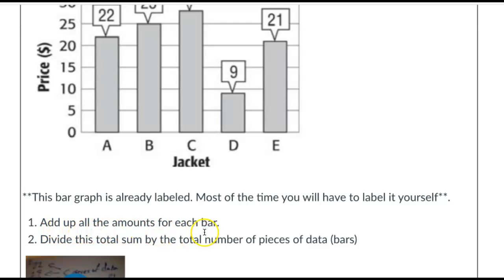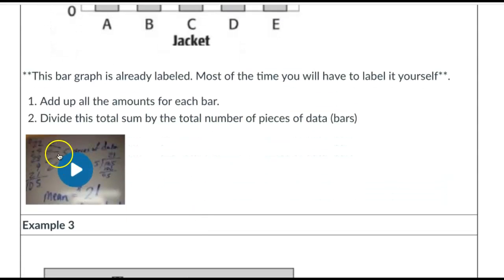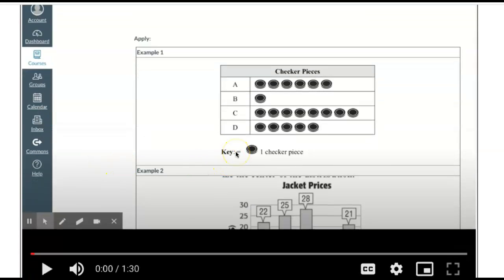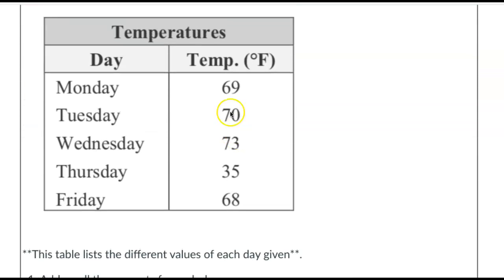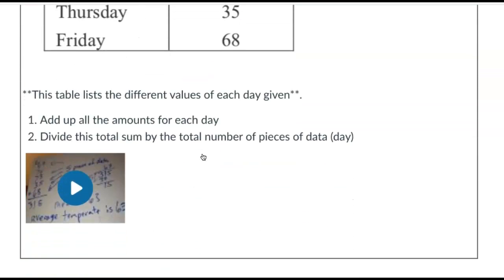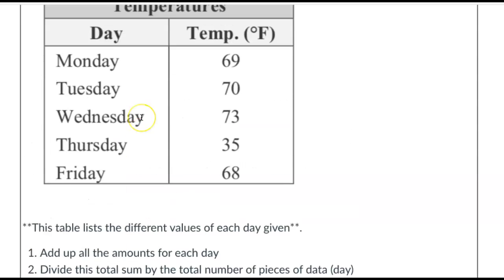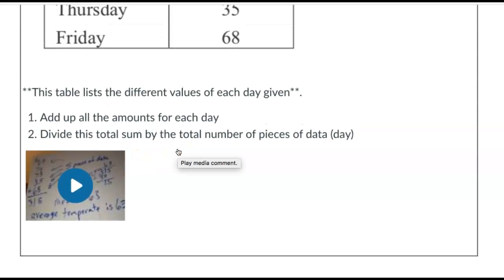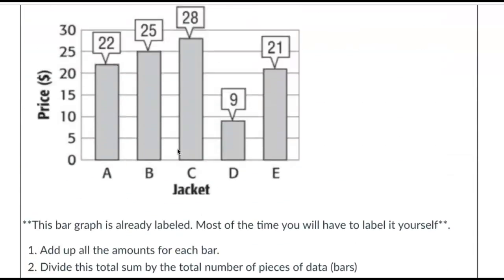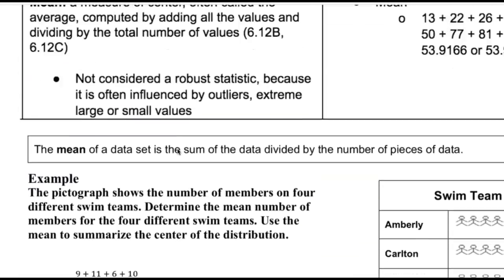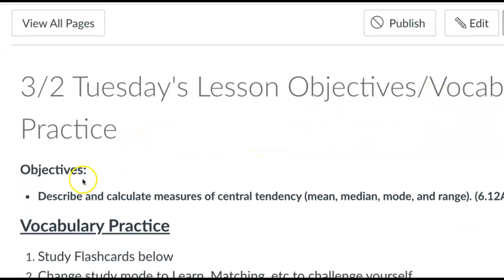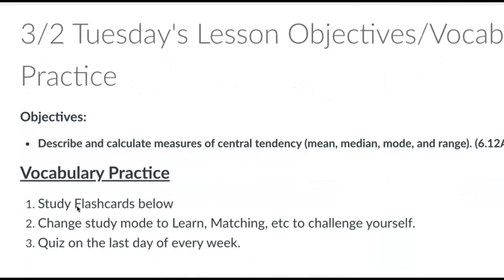Add up all the amounts for each bar, divide by the total number of bars that there are, and you can click on this to watch the video of how to solve that. Just like you can click on this video to watch how to solve this one as well. Here's another example about temperatures, and basically add up all the temperatures, divide by the total number of temperatures. And again, you can click on this. So if you ever need help with how to do these things, these videos are always available for you on the lesson objectives and vocabulary practice page. So there's no reason you can't seek out help on your own.